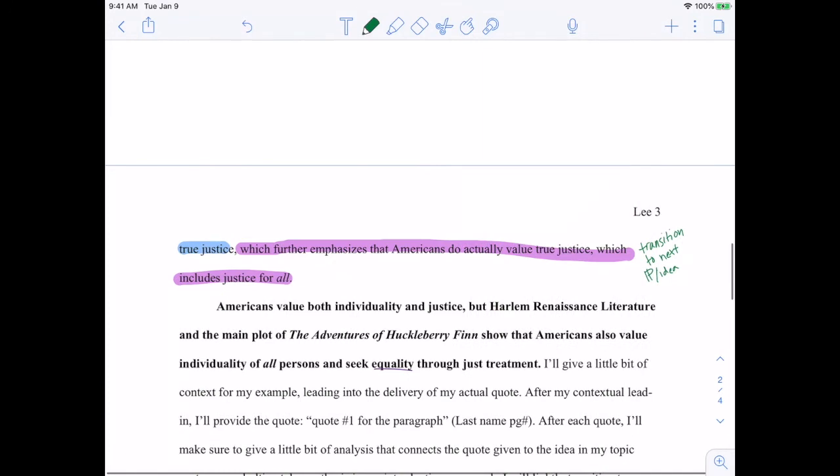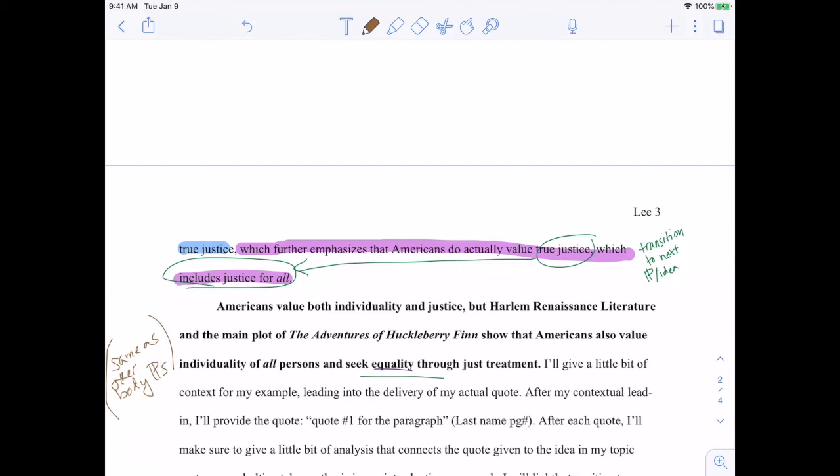How do I know that? Because it says includes justice for all. So I've mentioned what I have been talking about, and now it's very clear that I'm going to be moving and talking about something else, justice for all. And if you look at the next topic sentence, notice what we're talking about: individuality of all persons and seeking equality through just treatment. Okay, so that would be a transition from one body paragraph to the next, or a transition from one idea to the next.